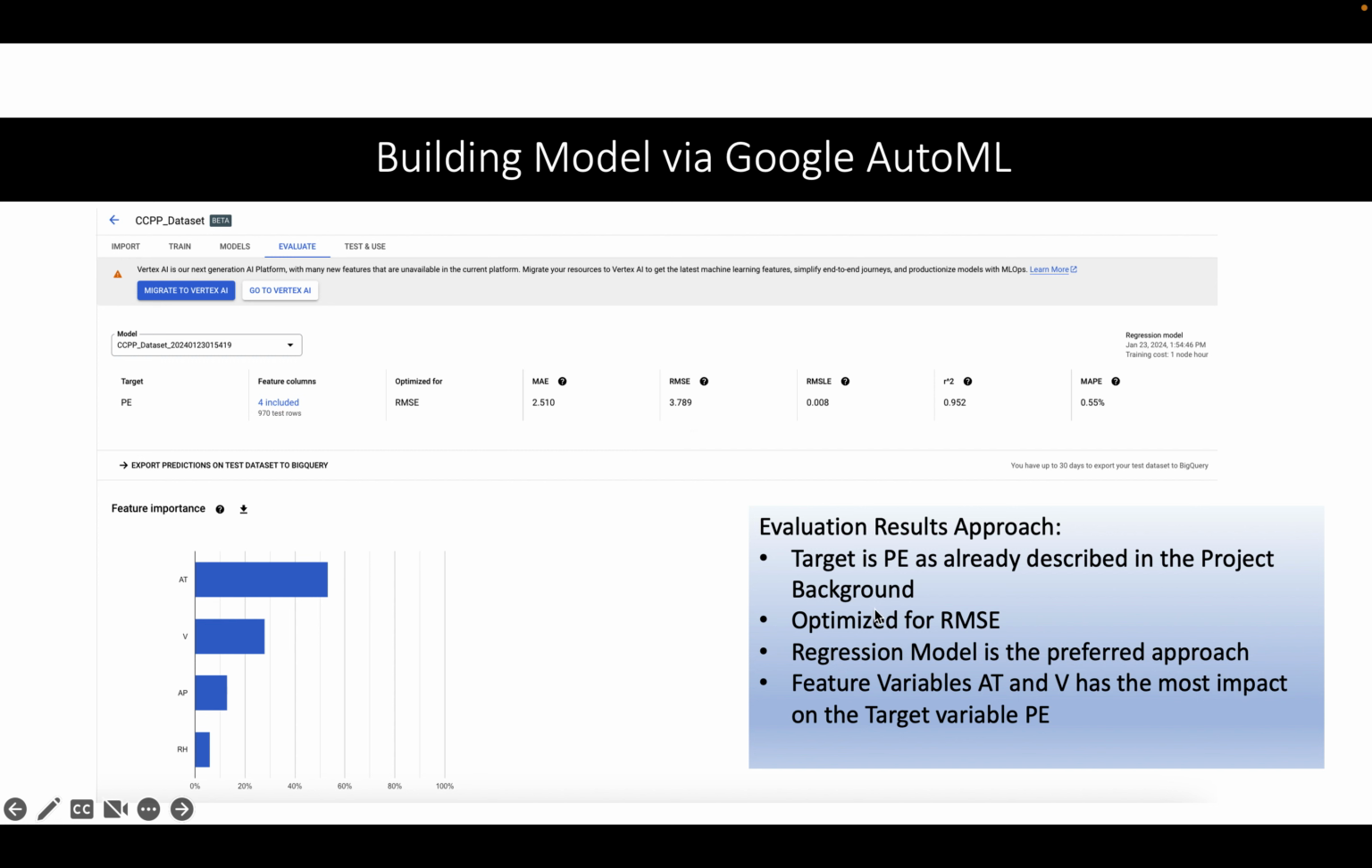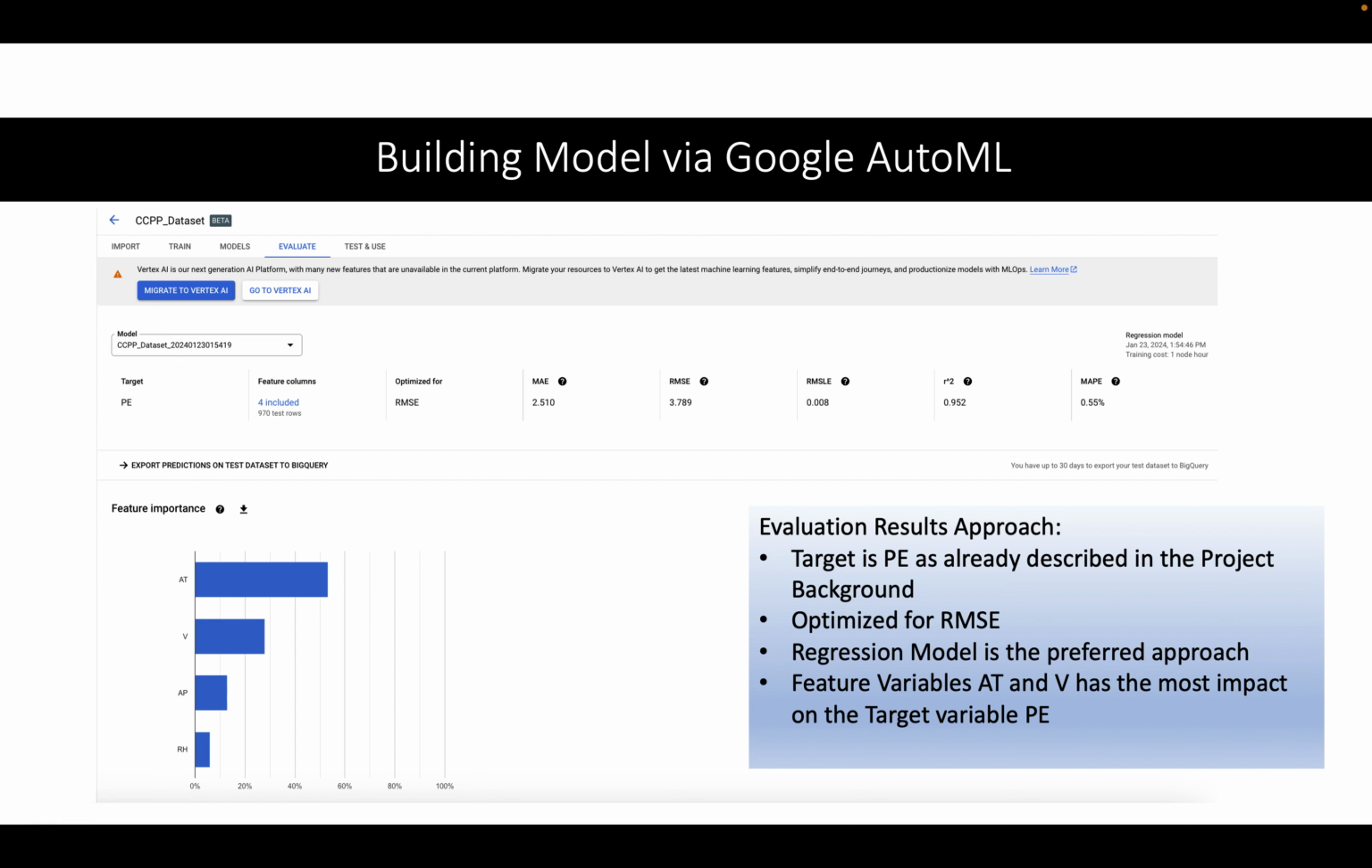The approach I've taken was optimized for RMSE, but we can see MAE also came out a very low value, and the regression model was the preferred approach in this case. As you can see, of the four feature columns that were included for getting the electrical energy output PE as the target variable, the temperature and the exhaust vacuum, like the AT and V, were the most impacting values for PE.